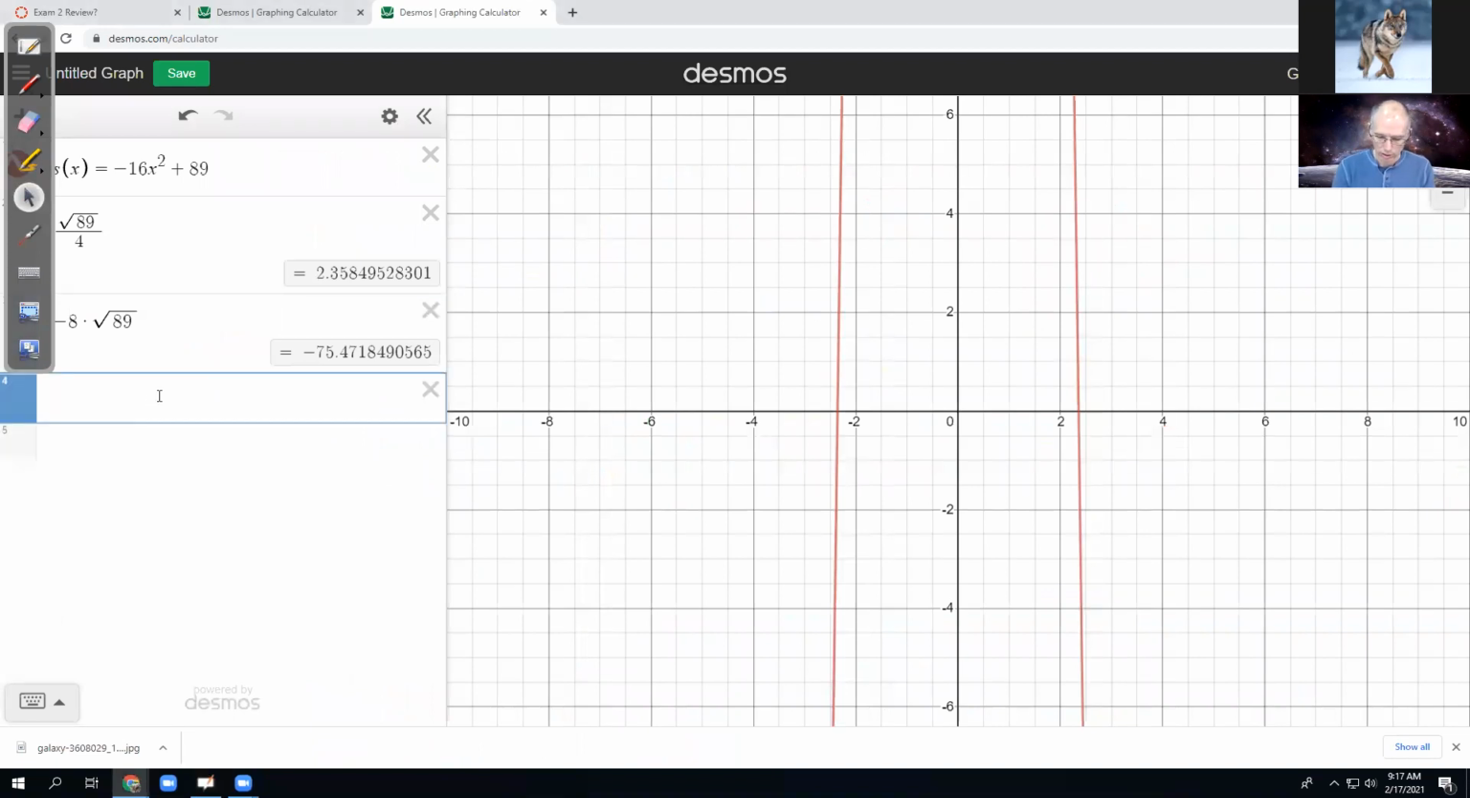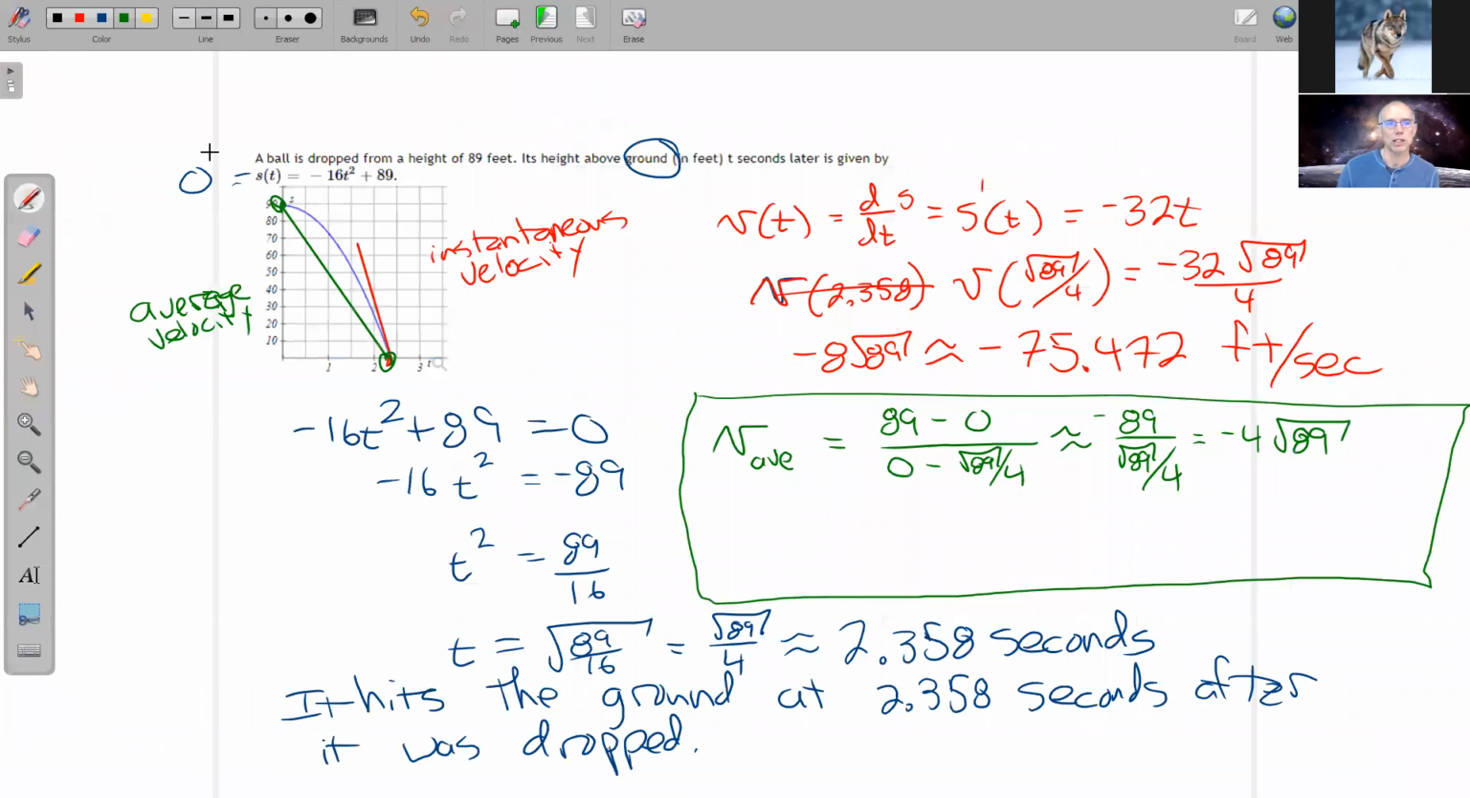So 4 times the square root of 89 should be the average velocity, which notice it's about half of the instantaneous velocity, which makes sense when we look at the picture back here. You can see the red line is steeper, and it turns out it's twice as steep as the green line, which is interesting.